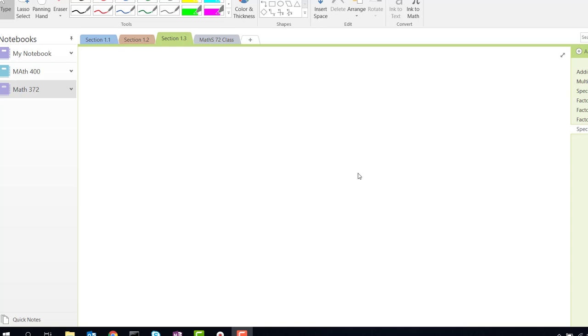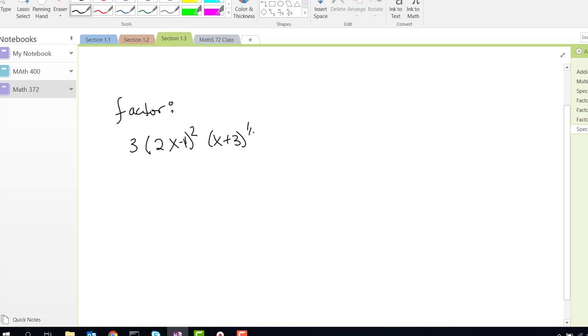Everybody, we're going to continue with some factoring. I'm just going to do one example of something that has come up quite a bit in homework questions. So say we want to factor the expression 3 times (2x minus 1) squared times (x plus 3) to the positive 1 half, plus (2x minus 1) cubed times (x plus 3) to the negative 1 half.